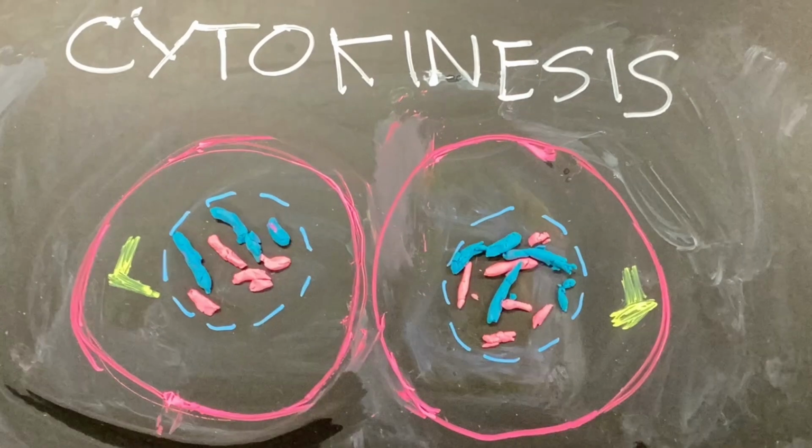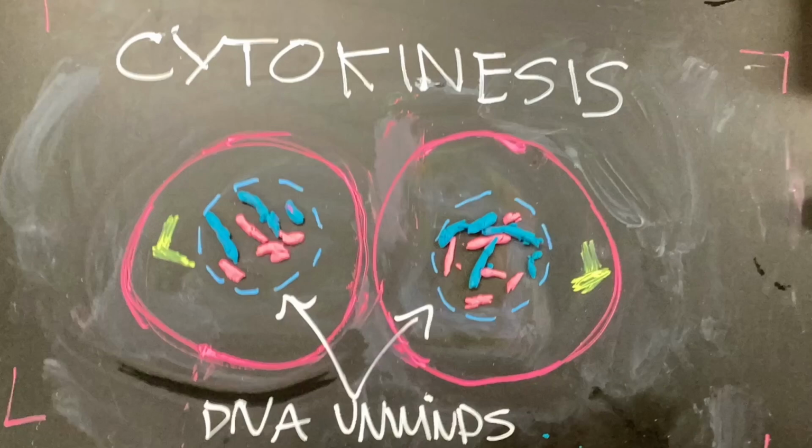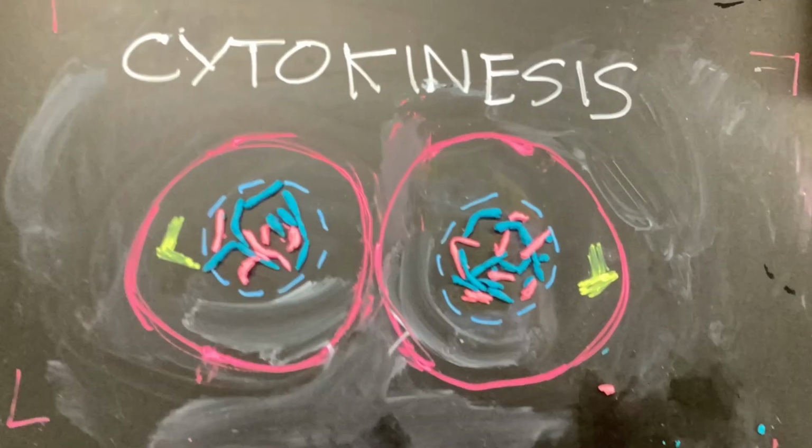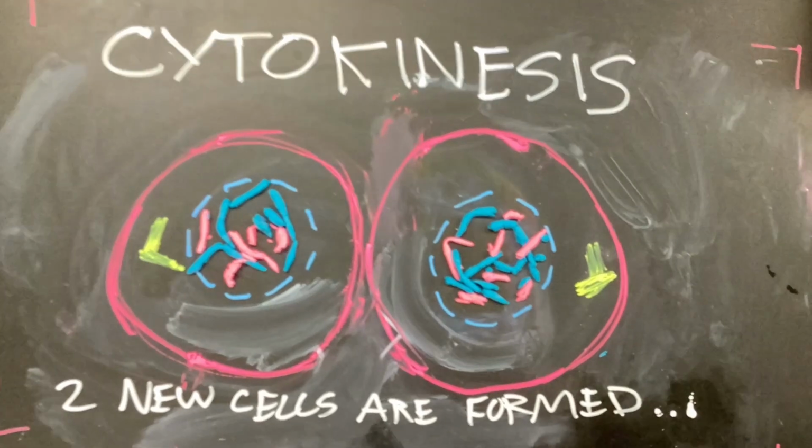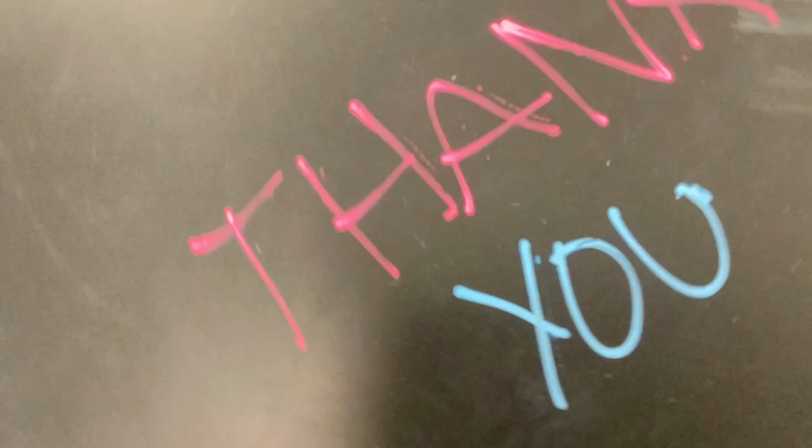The cell membrane is pinched where the cleavage furrow was, and the two nuclei fully develop in each cell, with the chromosomes inside them unraveling into loose DNA. Finally, two complete cells are made and mitosis is complete.